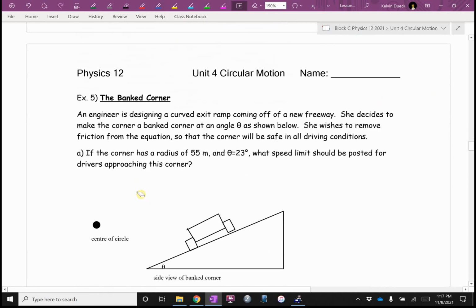Banked corners are cool. And in a normal year, we would cover it, but this year, I'm just going to have to cut corners. That was a good one.